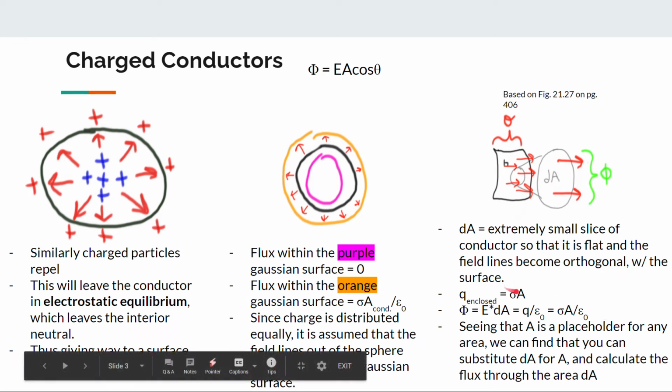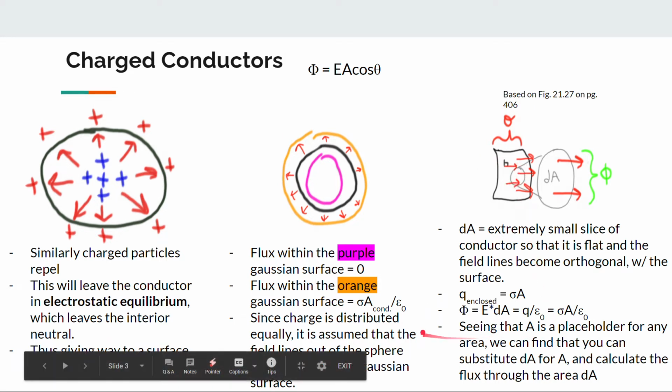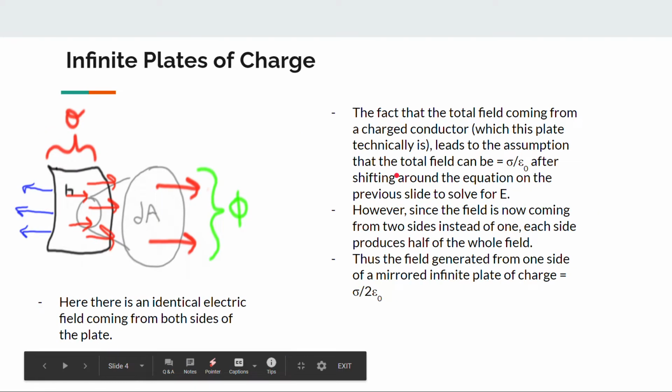It will be equal to the surface charge density of this whole thing multiplied by whatever area you're being given. So your flux, again, is equal to E multiplied by dA or A. They're interchangeable. Which is also, flux is equal to Q enclosed divided by epsilon naught. Well, Q enclosed is equal to the surface charge density multiplied by your area. So that is also equal to the surface charge density multiplied by A divided by epsilon naught. Again, here's just another statement about how A is a placeholder and it can be replaced with dA.